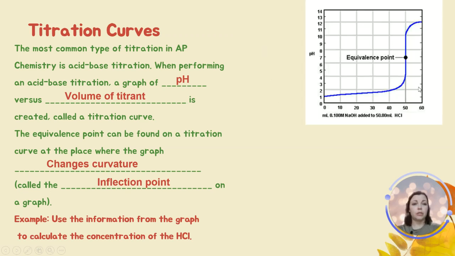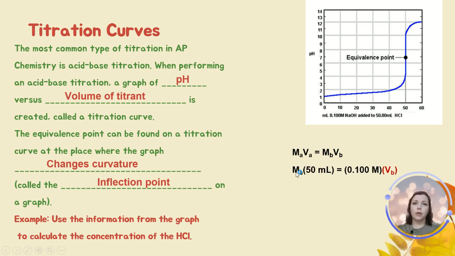So if we're going to look at this graph here, we've got milliliters of 0.1 molar NaOH that's being added to 50 milliliters of HCl. And we don't know the concentration of HCl. So then could we figure that out? And the answer is yes, we can. So we've got MAVA is equal to MBVB. Again, that equation that we're going to use.